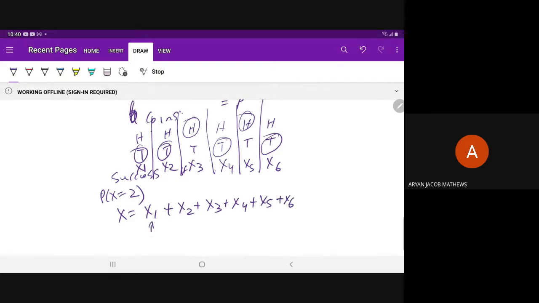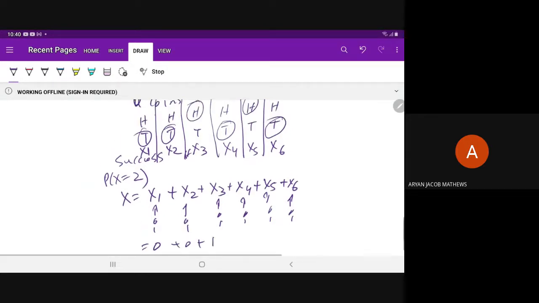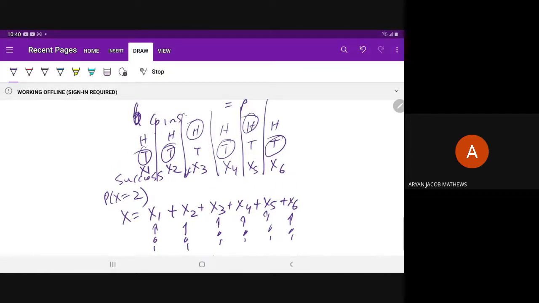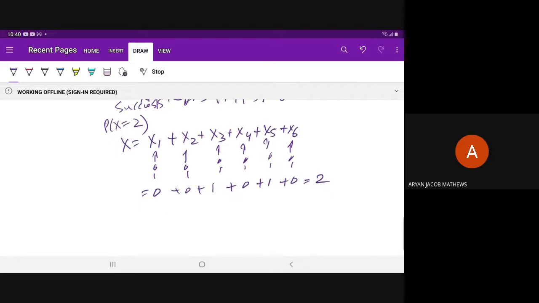Each trial takes the result 0 or 1. For the current example, it is 0 plus 0 plus 0 plus 0 plus 1 plus 0 plus 1 plus 0. Here we have 2. It means whatever you have studied for higher dimensions, you can now apply, right?